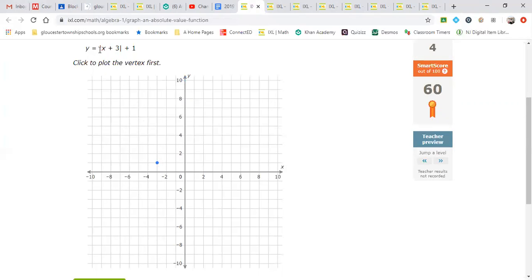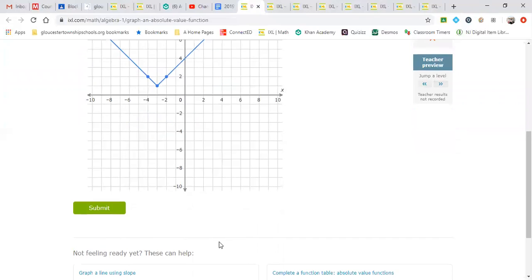And then my slope here is 1. So my slope is 1 to the right. There's my next point, and I'll double check this one too. My x input will be negative 2 here, according to this point. So if I input negative 2, negative 2 plus 3 is 1. The absolute value of 1 is 1. And 1 plus this 1 makes 2. The y value should be 2. I think I have a winner.